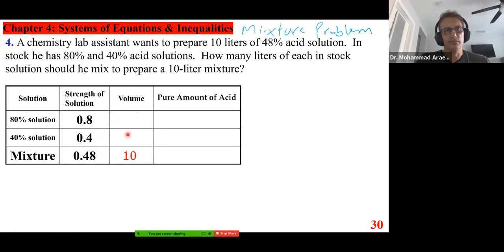So we say x amount, that means x liters. If I want to be more precise, I would put liters here. So x liters for the first one, y liters for the second one. Again, we just don't know them, so we come up with those. The pure amount of acid, or the actual amount of acid, is the percent that we have times the volume. So if something is 80%, it gives us only 0.8x. This one gives us 0.4y, and this one gives us 0.48 times 10.